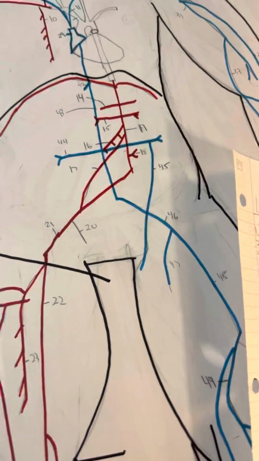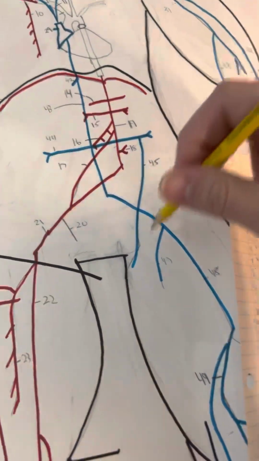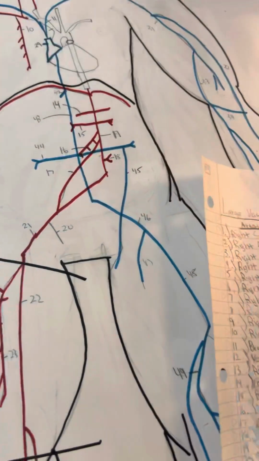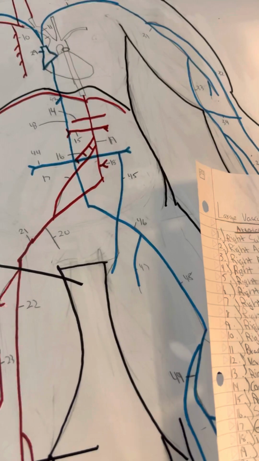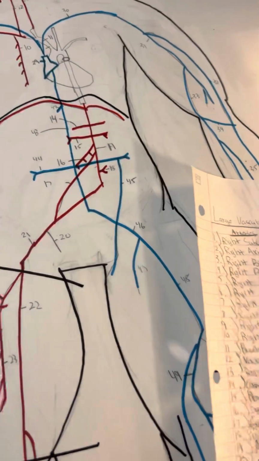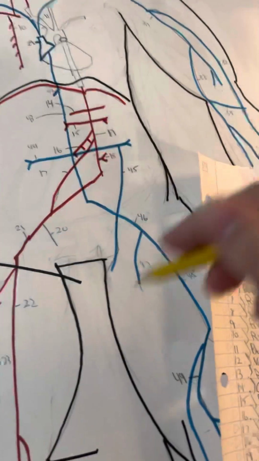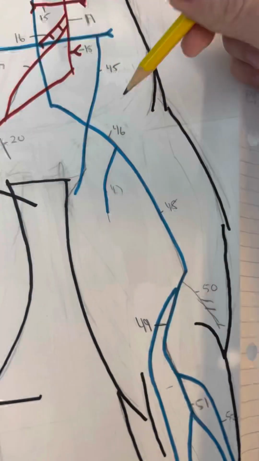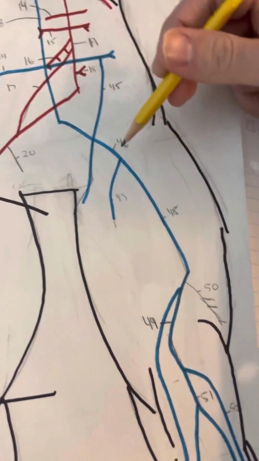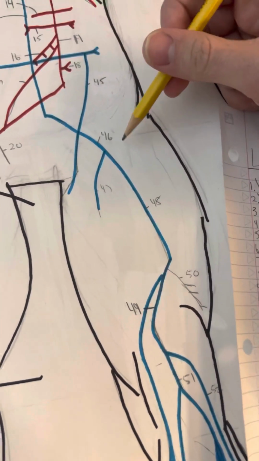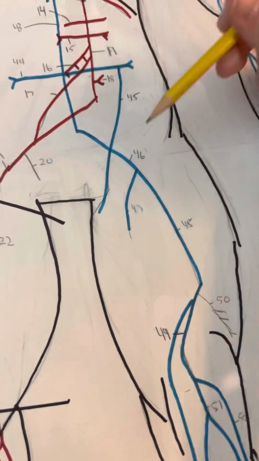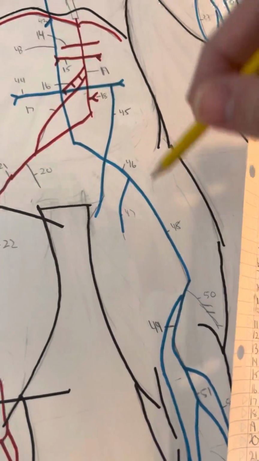45 is the gonadal vein that flows down from the renal. Carrying on to number 46, we got the common iliac vein right here. 47, that flows into the internal iliac. 48 is the external iliac. So it's all iliac, just goes internal, then external.